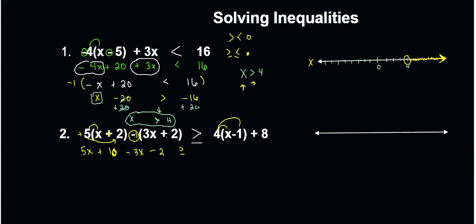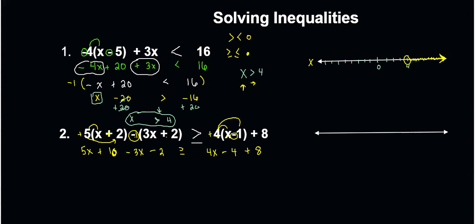A positive times a positive is a positive. 4 times x, 4x. A positive times a negative is a negative. 4 times 1 is 4. And then we've got this lonely 8 sitting out here by itself. I did not multiply the 4 and the 8 because the 4 is only times what's in parentheses. We've got to be careful of that.